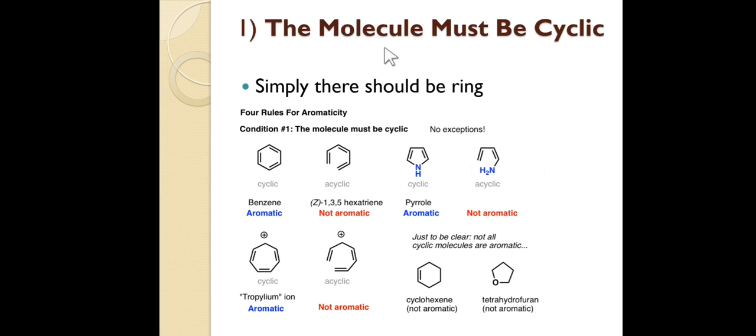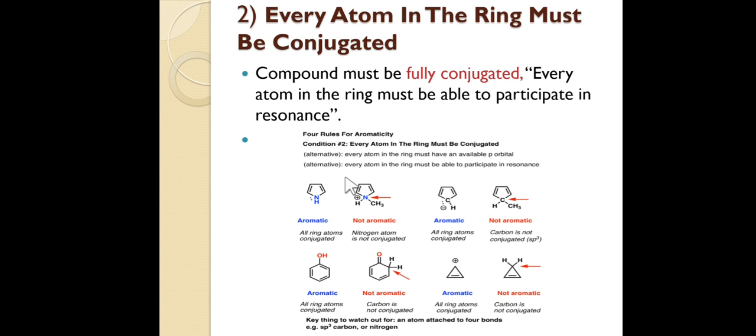You are well known about the ring system, the cyclic and acyclic. This is the only thing I want to share with this slide. So this is a cyclic compound, this is an acyclic compound. For aromaticity, the compound or molecule must be cyclic. It should be in ring form. The next criterion is that every atom in the ring must be conjugated.